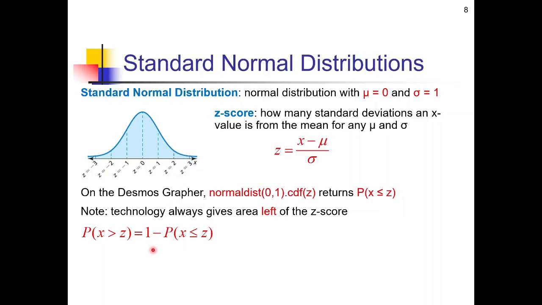Now what if you want the area between two values? That was one of the first problems we did. If you want the area between two z-scores, then you need to take the area of the greater z-score, let's say 2, and subtract the area to the left of the lower one. So if you take the greater and subtract the area of the lower, you get the in-between area left over. So that's how to handle some of those weird cases.